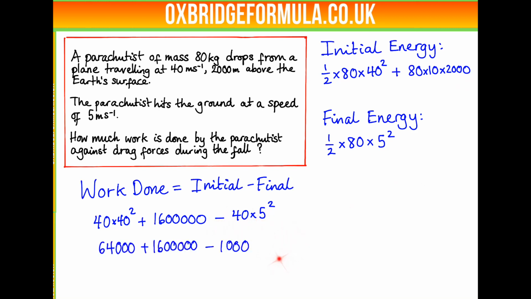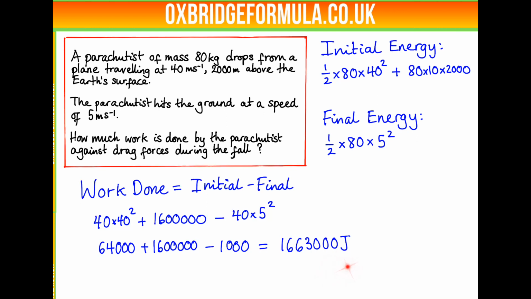So if we do the calculation, this is 64,000, because it's 40 cubed, plus 1.6 million minus 1,000. So this is simply 1.6 million add 63,000. So the answer is 1,663,000 joules. So this is the answer.